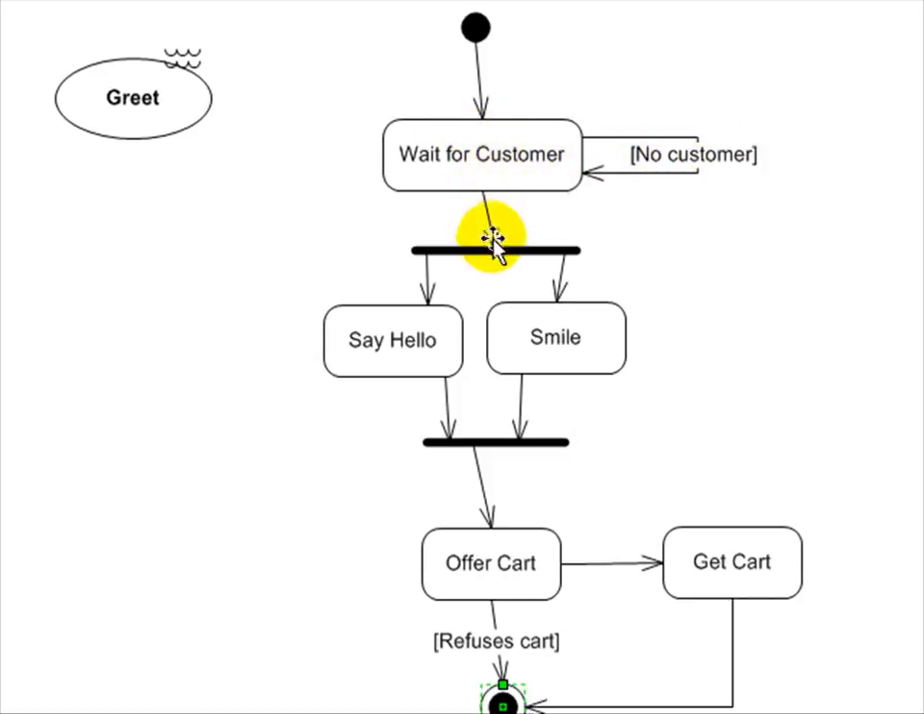Otherwise, go down here, and these two parallel lines illustrate that there are two parallel processes that are going to run. So I've waited for the customer. If there is a customer, at the same time, I will say hello and I will smile. And then when I'm done with that, I will offer them a cart. If they refuse a cart, we are done, or else I will get them the cart, and then we are done. So it's important to create activity diagrams for all of your critical C-level use cases.